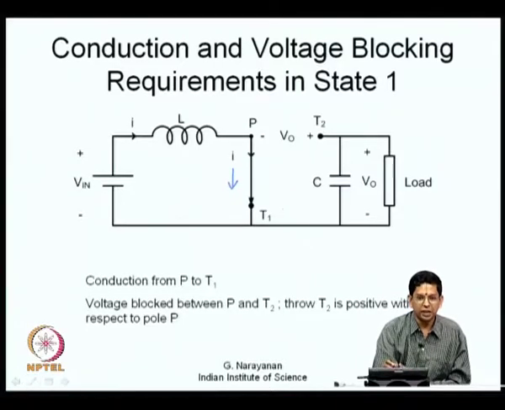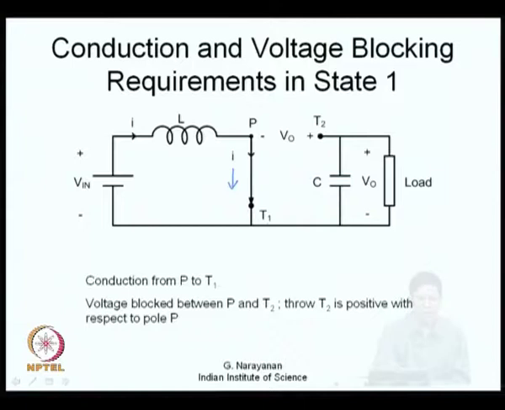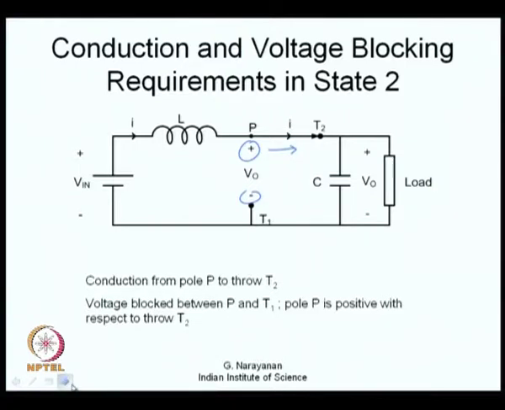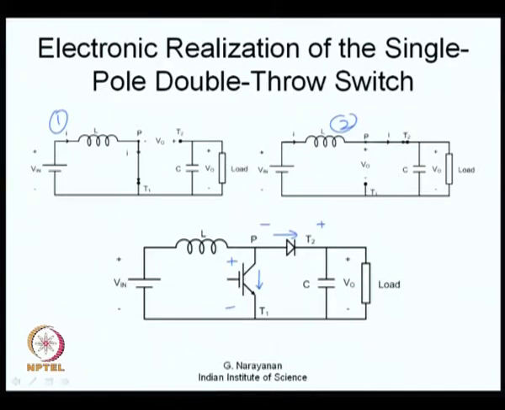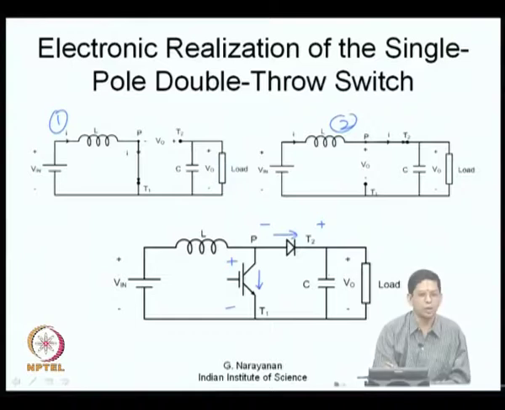For every one of the states, we are trying to drop the conduction and the voltage blocking requirements that the switches need to satisfy. This is for state 1 and this is for state 2, and then we are trying to identify appropriate switches that would do this. Now, here is what you have, a voltage boost converter.